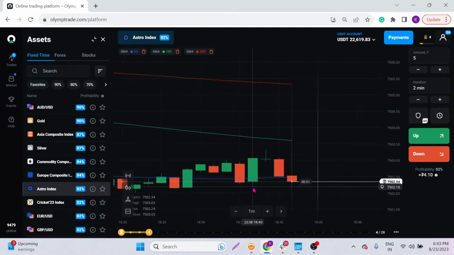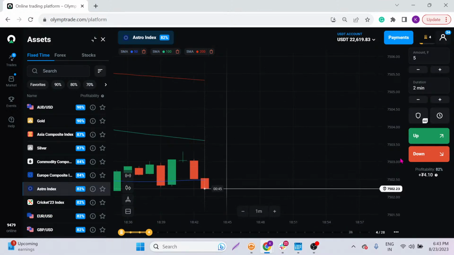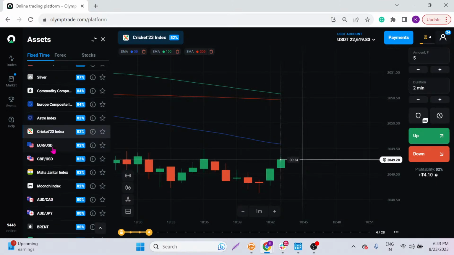So let's see. For example, the SMA 50 gives a very basic signal. So if you see a signal here, there was a crossover. This means that there can be a downward trend. So let's see and let's find some signals and make trades.